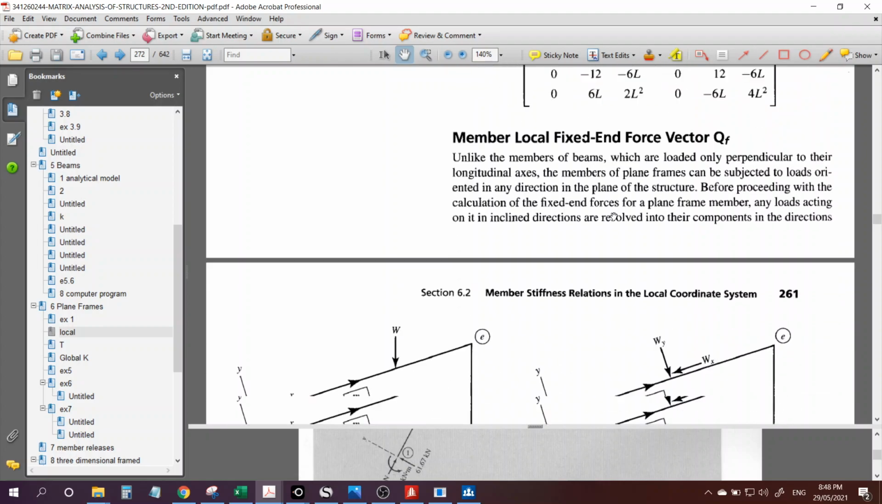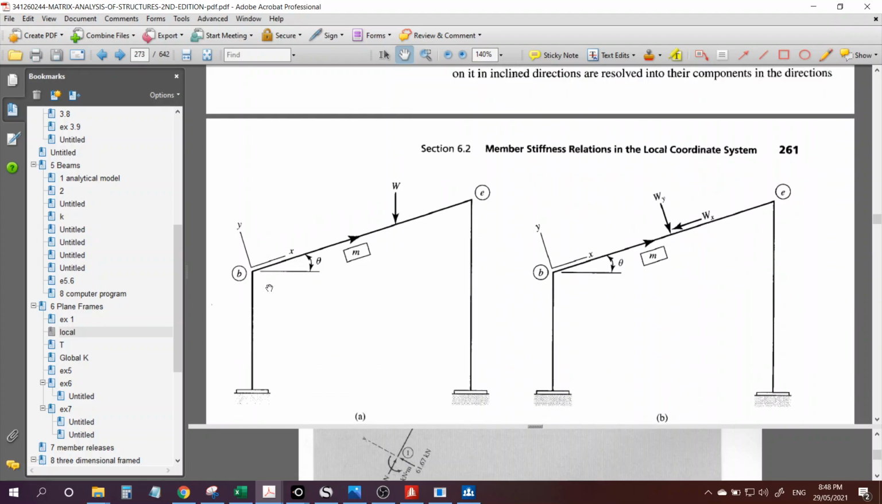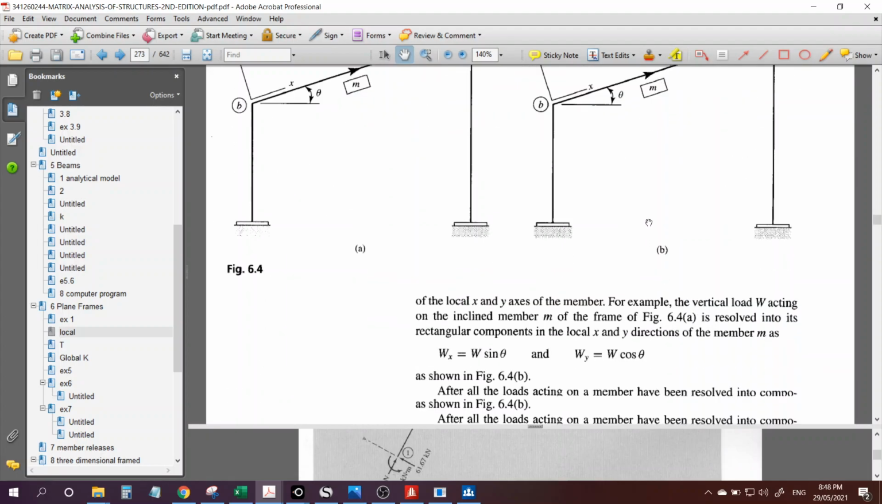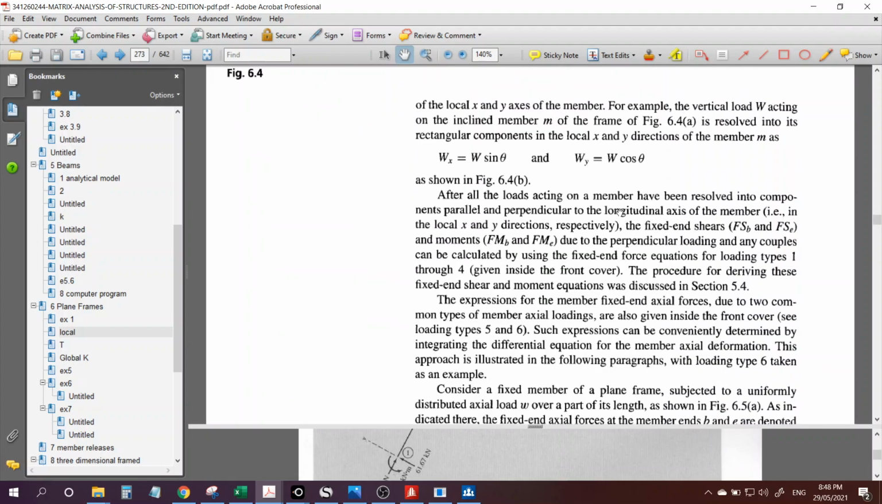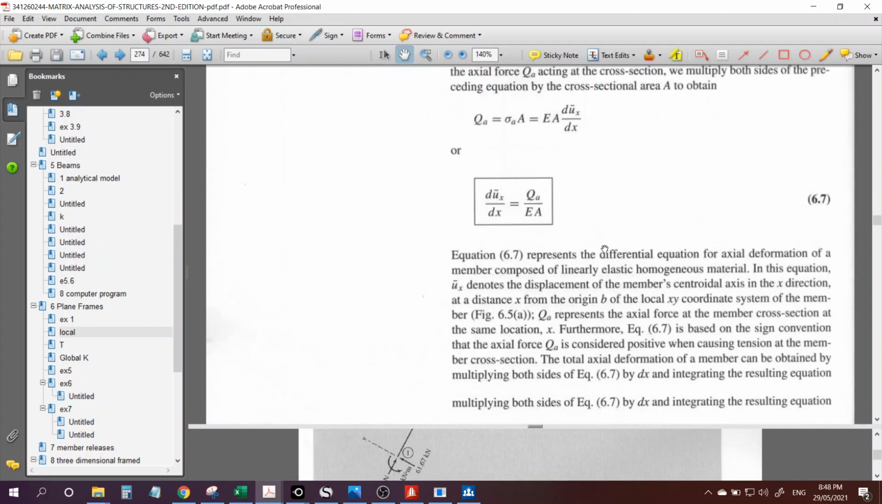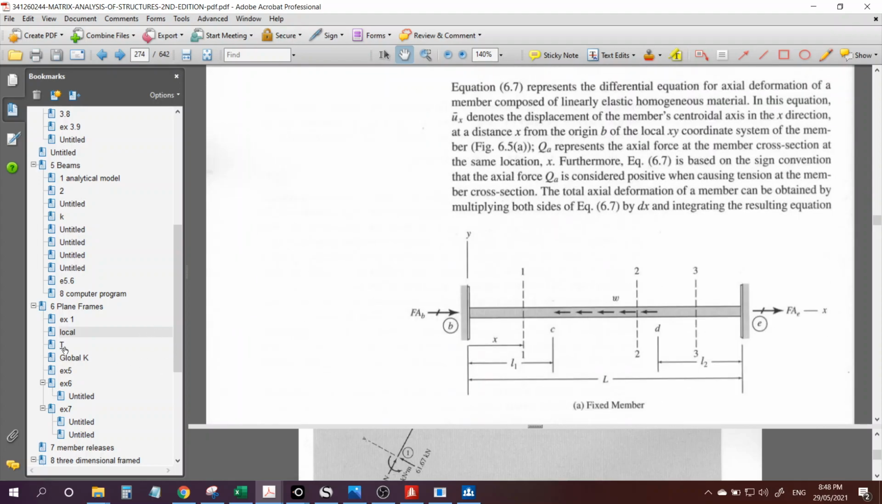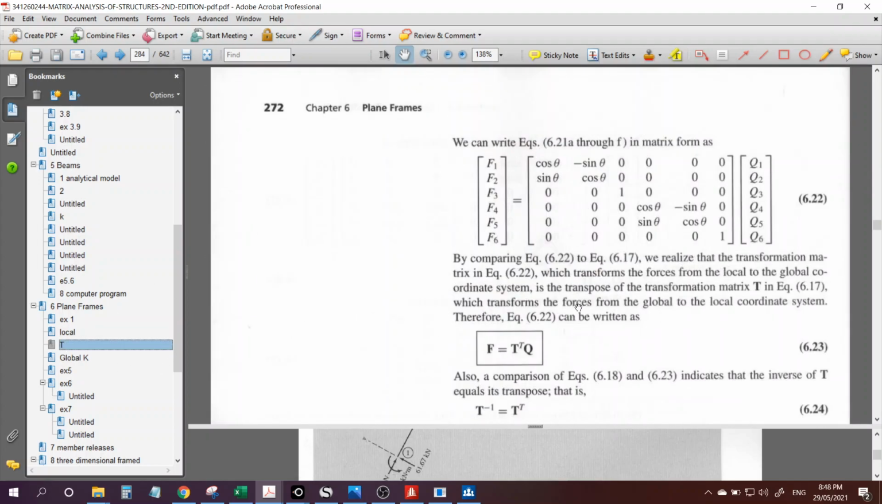Now let's consider an arbitrarily inclined member, inclined at theta. And similar to what we did in truss, we will use a transformation matrix. So this is the transformation matrix in plane frame.